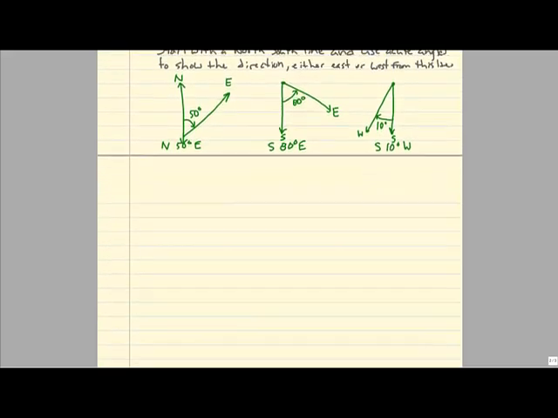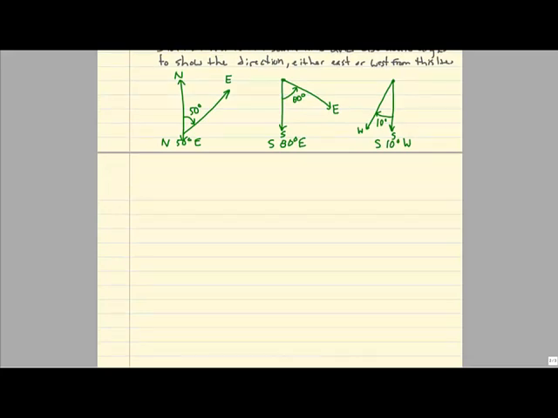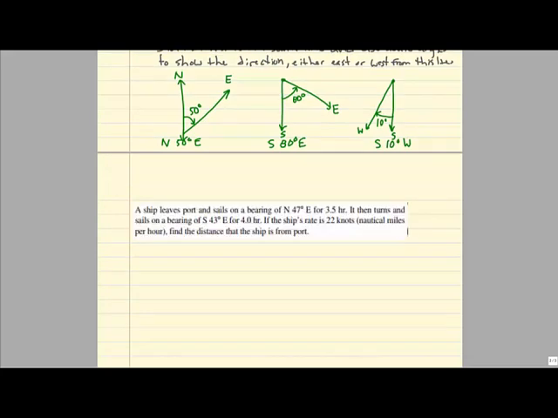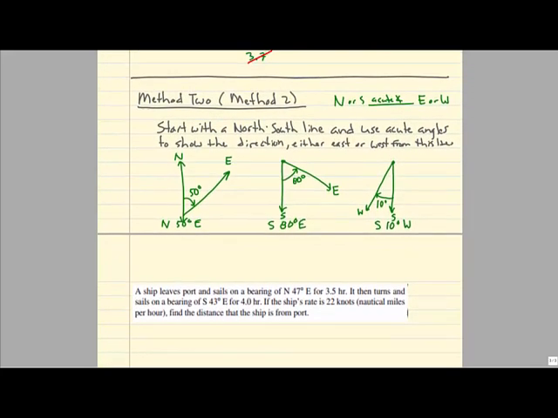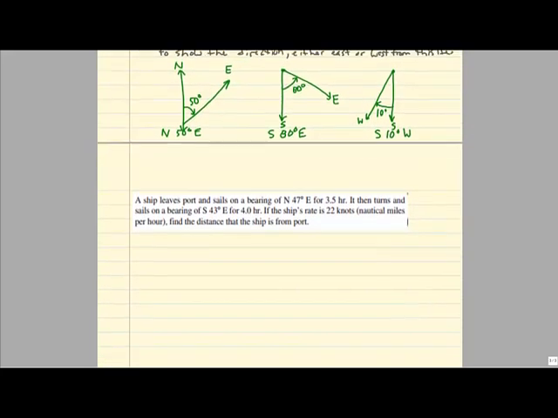Now from this method 2, let's go ahead and look at a problem that you might run into. Okay, so we have a ship here that leaves port and sails on a bearing of north 47 degrees east for 3.5 hours, and then it turns and sails on a bearing of south 43 degrees east for 4 hours. It says if the ship's rate is 22 knots, a knot is a nautical mile per hour, find the distance that the ship is from the port. So notice it's not just a degree measure here, it's the north 47 degrees east. So I need to follow my instructions up here, and I have to start with the north-south line and use acute angles to show the direction.